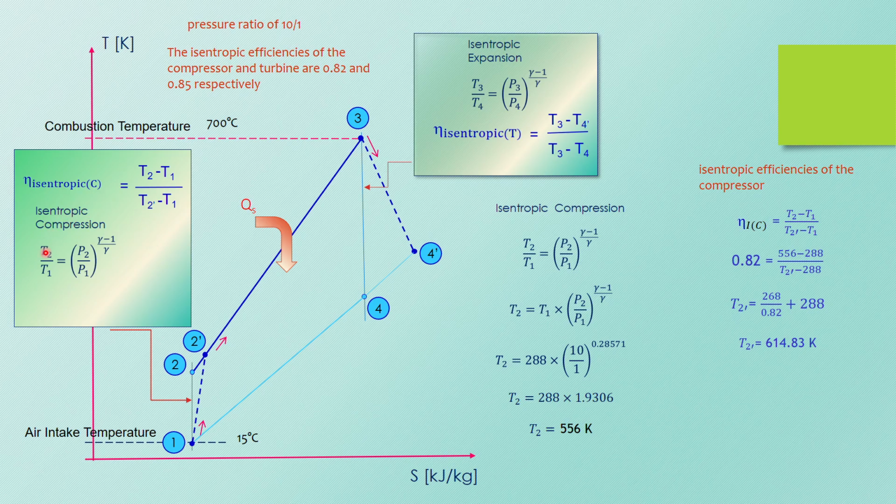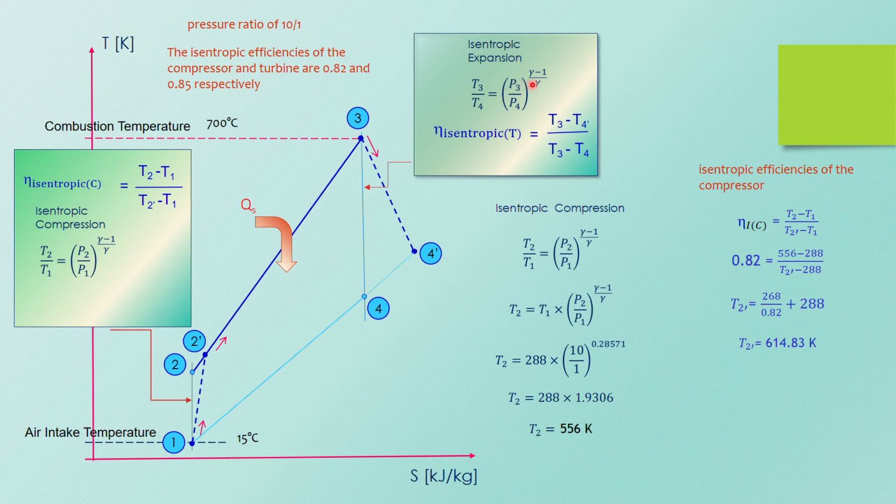So this formula can only be used for 1 to 2, not 1 to 2 prime here. And also can only be used for 3 to 4, this line, not this dashed line here. This is irreversible. This is also an irreversible process. So 3 to 4 is the turbine side, so this is the isentropic expansion. 3 to 4, that means you refer to this vertical line here.